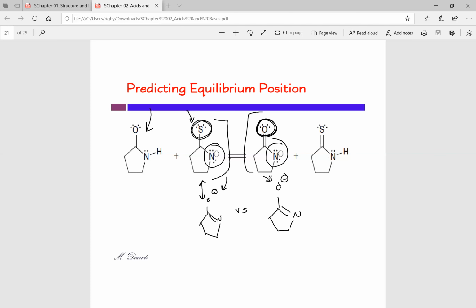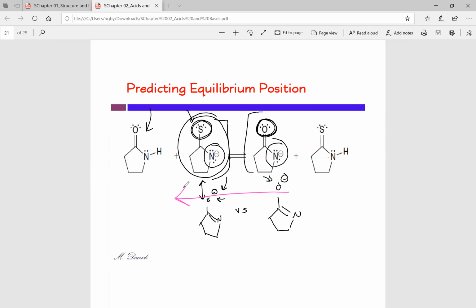So what I'm going to do is think back. Which of these is going to be more stable with the negative charge? The bigger one, and in this case, sulfur is bigger. So the left side of the equation has the more stable conjugate base. So our reaction is going to proceed towards the left, towards the more stable side of the reaction, okay?